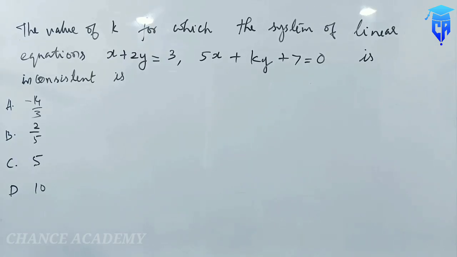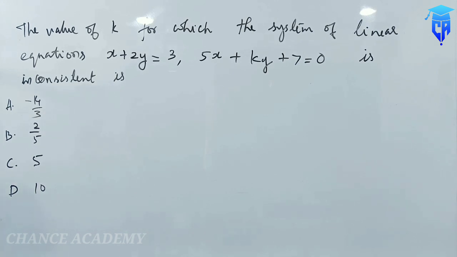So we can continue the discussion on these MCQ questions. This question is from linear equations in two variables. The question says: a value of k for which the system of linear equations x plus 2y equal to 3 and 5x plus ky plus 7 equal to 0 is inconsistent is.